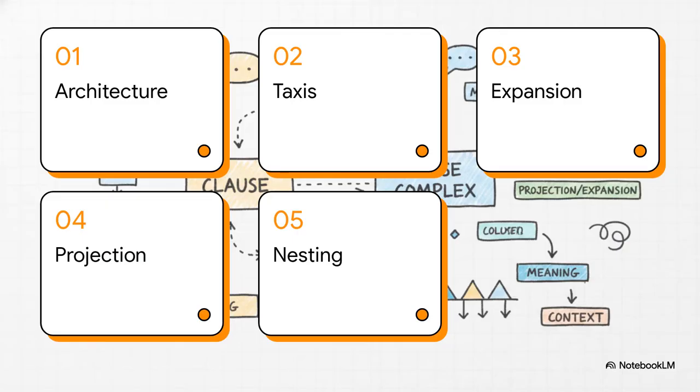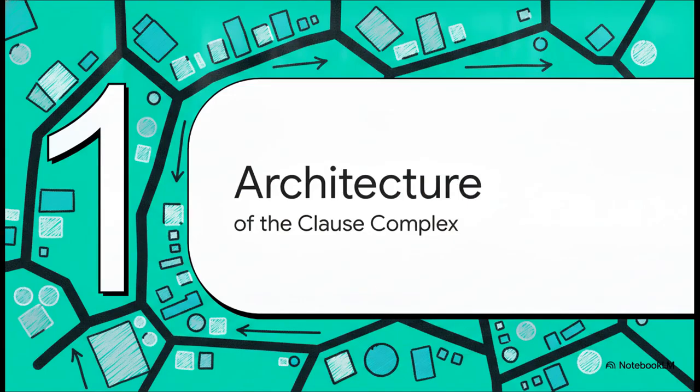Here's our architectural blueprint for the explainer. First, architecture. Second, taxis. Third, expansion. Fourth, projection. And finally, nesting. Let's get started. Section 1. Architecture of the clause complex.